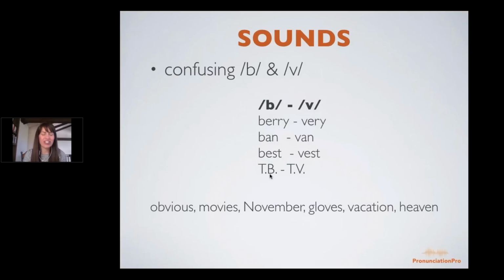TB. Good, good. TB. The disease tuberculosis is a lot of times referred to as TB. So that's why I'm doing this. So TB, and then what? TV. Mm-hmm. Do those two one more time. TB, TV. Yeah, TV. So the trick is really getting that V sound to be nice and clear.